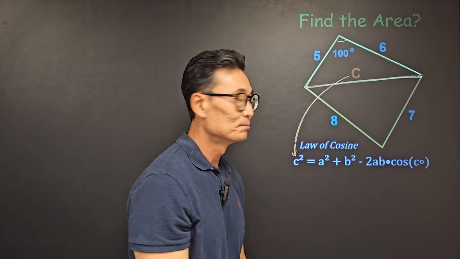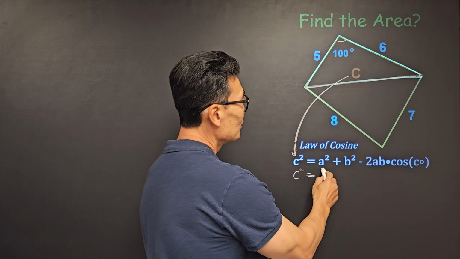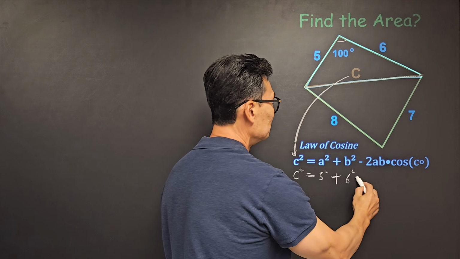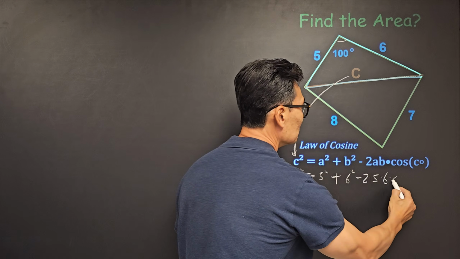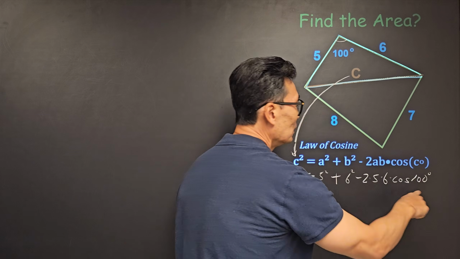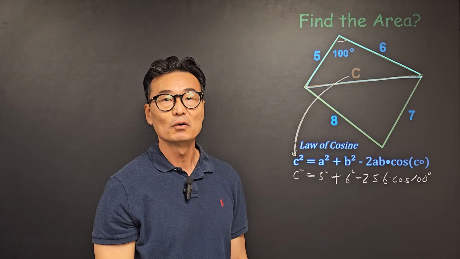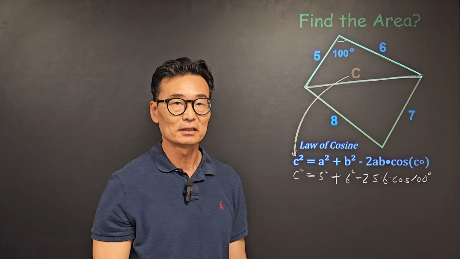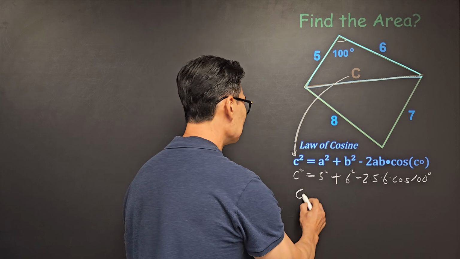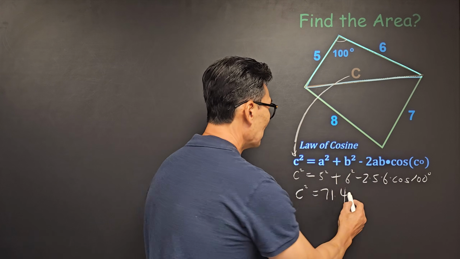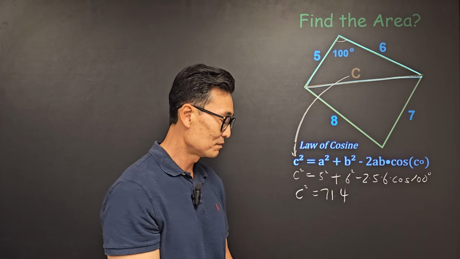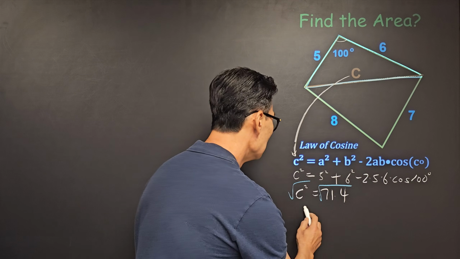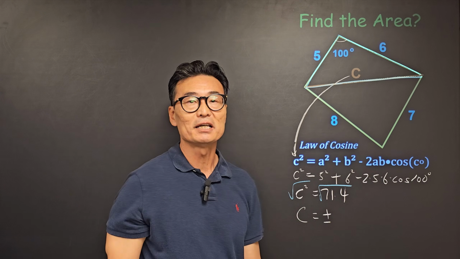So let's go ahead and plug in the numbers. A squared will be 5 squared. B squared will be 6 squared. And then lastly, we have that cosine of 100 degrees. If we plug in the right side of the equal sign in the calculator, we get 71.4. To find C, we'll go ahead and take the square root, where C will equal plus or minus 8.45.